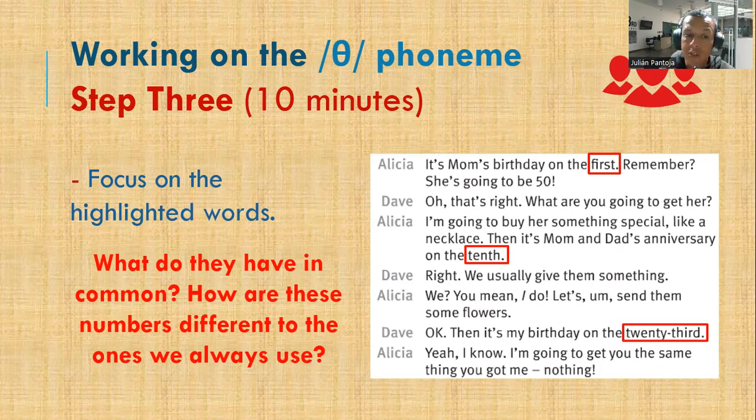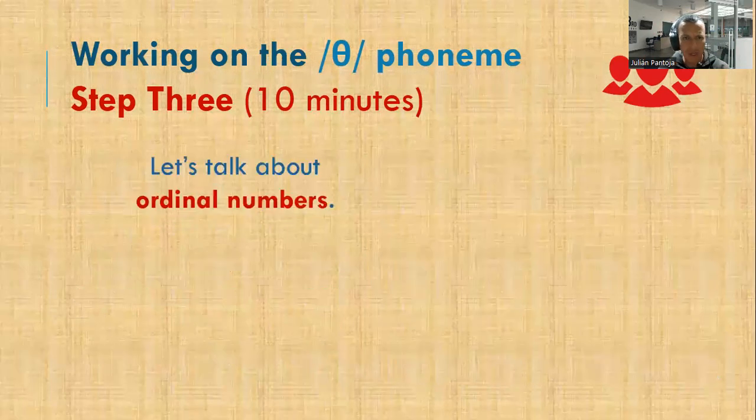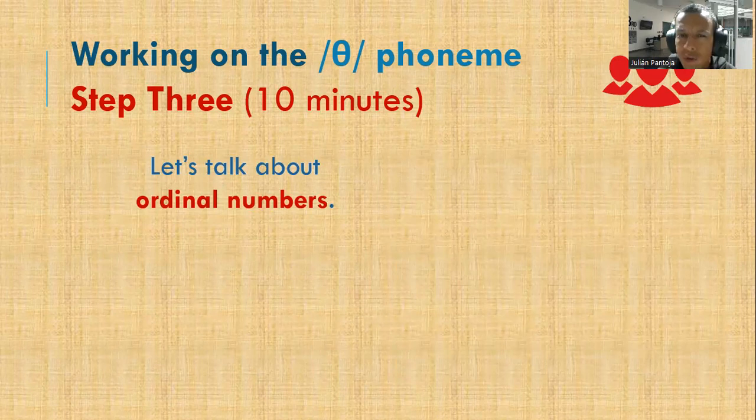Guys, check the questions in red color. What do these words in the red boxes have in common? Yes, we use them to talk about dates. Yes, and they are very different to the numbers that we use. They have a different spelling and everything. Guys, this is one of the beautiful topics for our session today. We're talking about ordinal numbers. Do you know what ordinal numbers are?